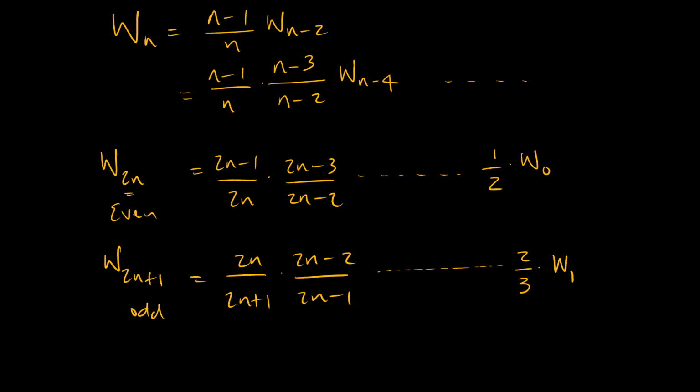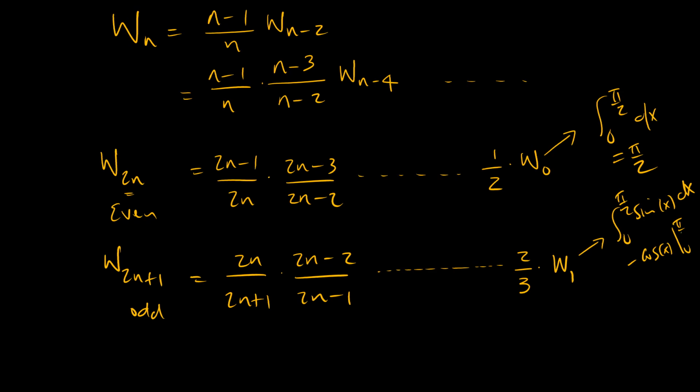And so what is W of 0? W of 0 is the integral from 0 to pi over 2. Sine to the power 0 is going to be 1, so that's that. So this is pi over 2. And what is W of 1? That is the integral from 0 to pi over 2 of sine of x, which is equal to negative cosine of x, which is 1. So that is what we have.